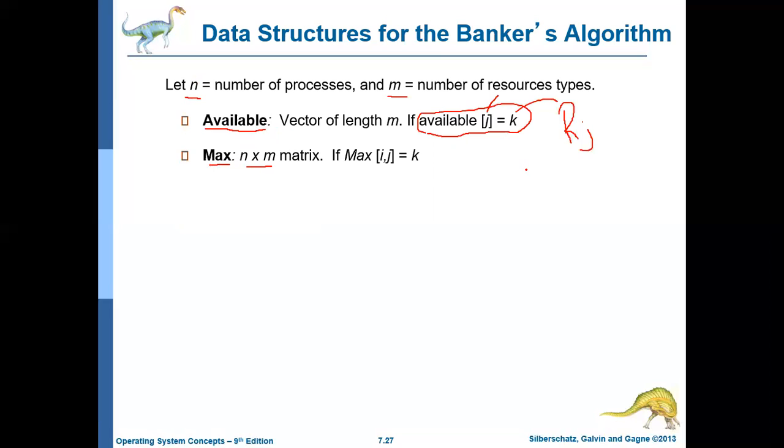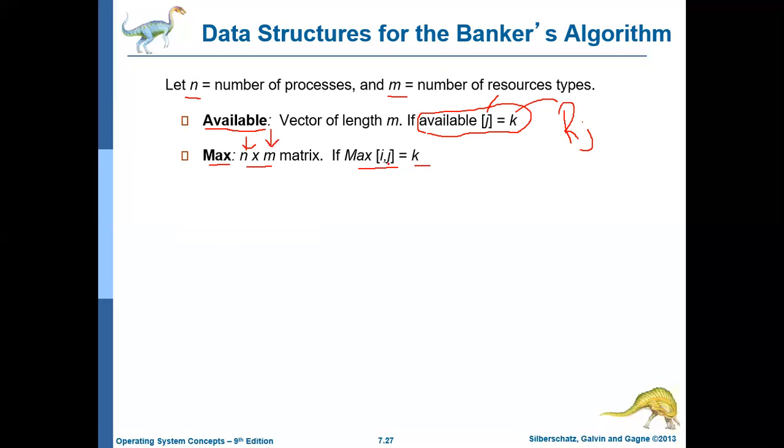So if the system contains 5 processes and 6 resource types, then this will be a 5 cross 6 matrix. If the system contains 5 processes and 10 resource types, then this will be a 5 cross 10 matrix. So here in this matrix, if max of i comma j equals k, then it means that n is the number of processes and m is the number of resources.